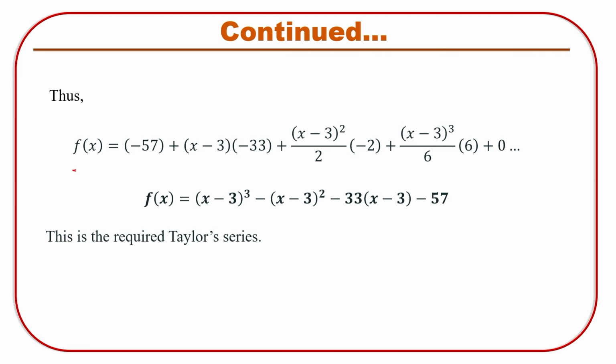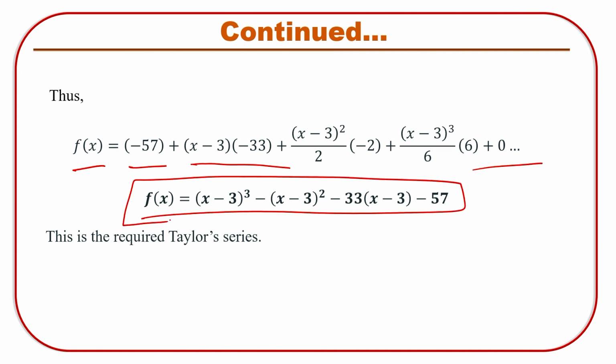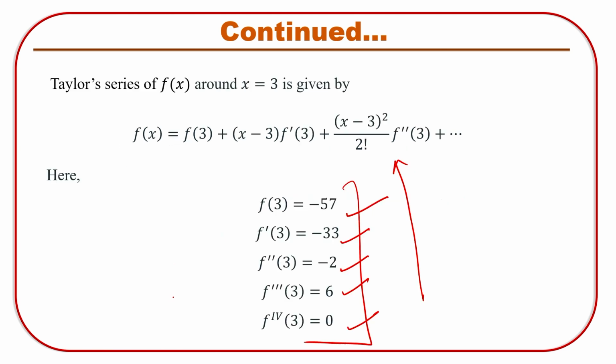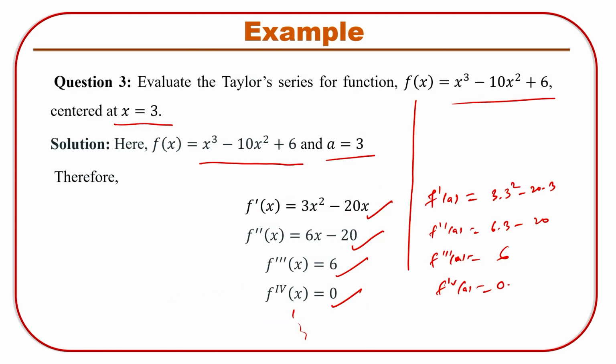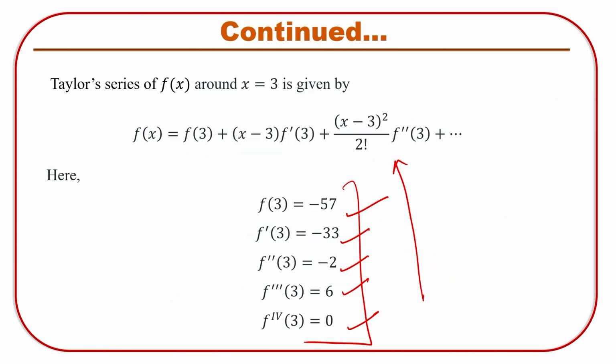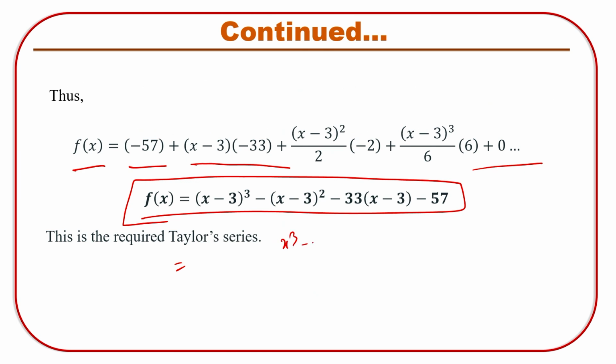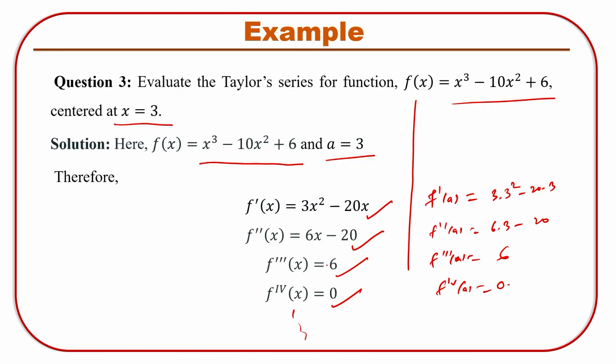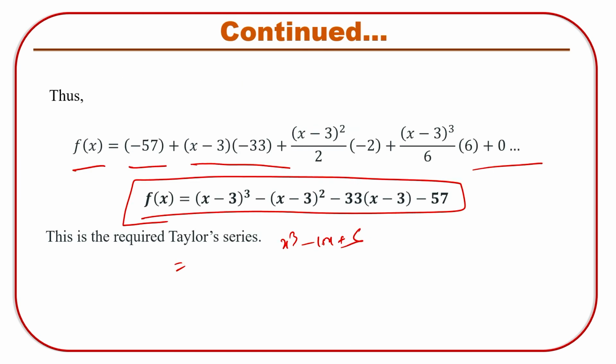So, this f(x) now becomes minus 57 plus (x minus 3) times minus 33 and so on. So, f(x) can be written directly as (x minus 3) whole cube minus (x minus 3) whole square minus 33 (x minus 3) minus 57, and that will be nothing but x cube minus 10x square plus 6. So, it is x cube minus 10x square plus 6. So, that is your answer, right.